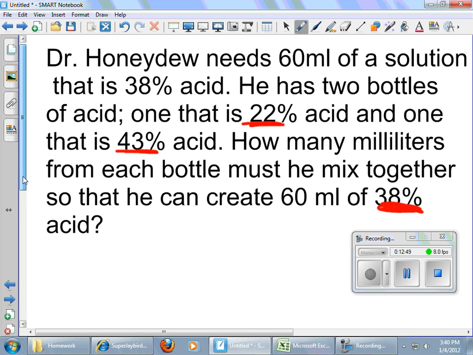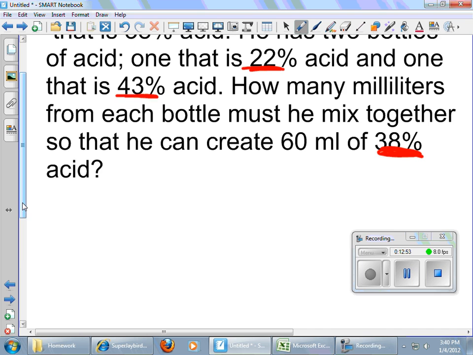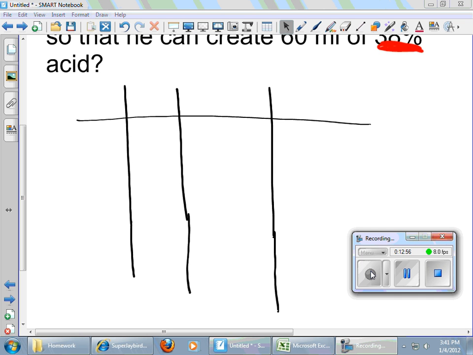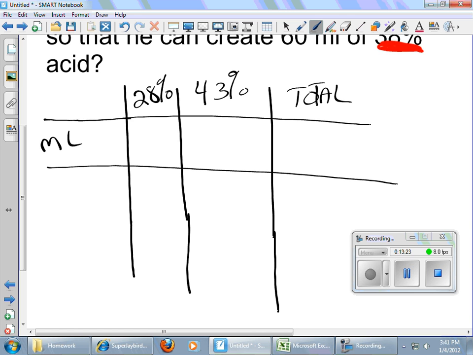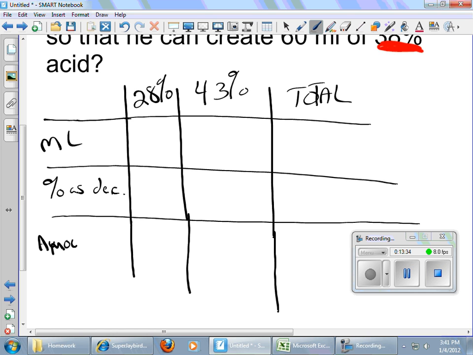Actually, if you use a chart or a table, just like we did on the last problem, it's not that bad. To set this up, my table first needs the 22% acid solution, the 43% acid solution, and the total. Over here, I'm going to need the milliliters of each solution, the percent as a decimal, and then the amount of acid in milliliters. Not the percentage of the acid, the amount of the acid.